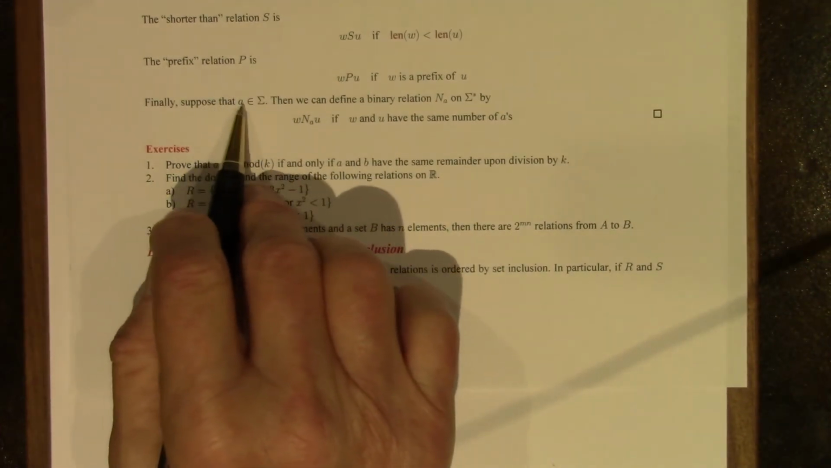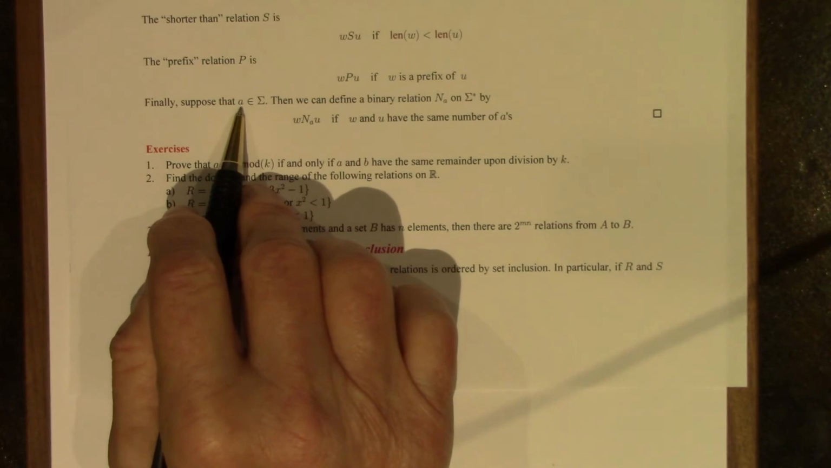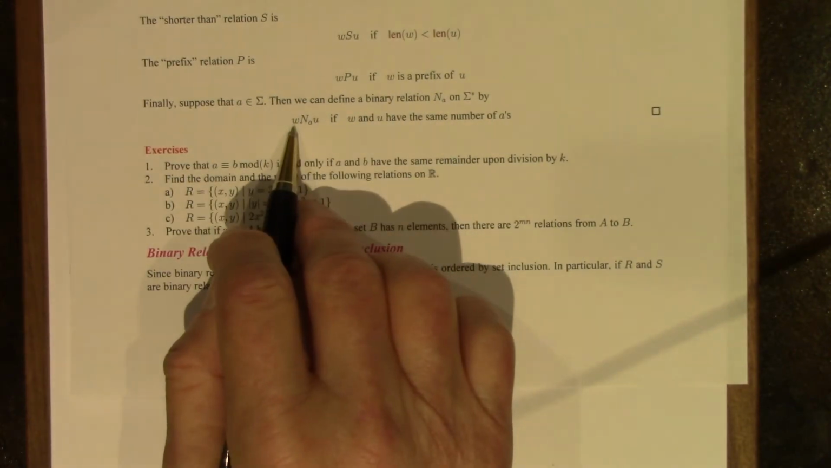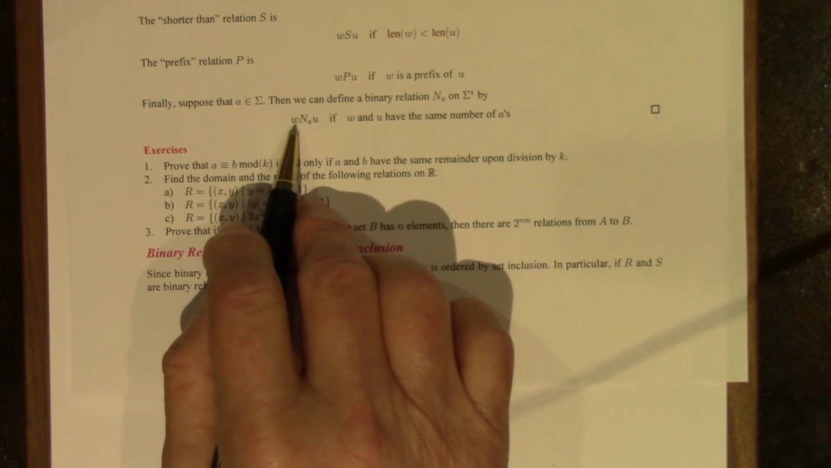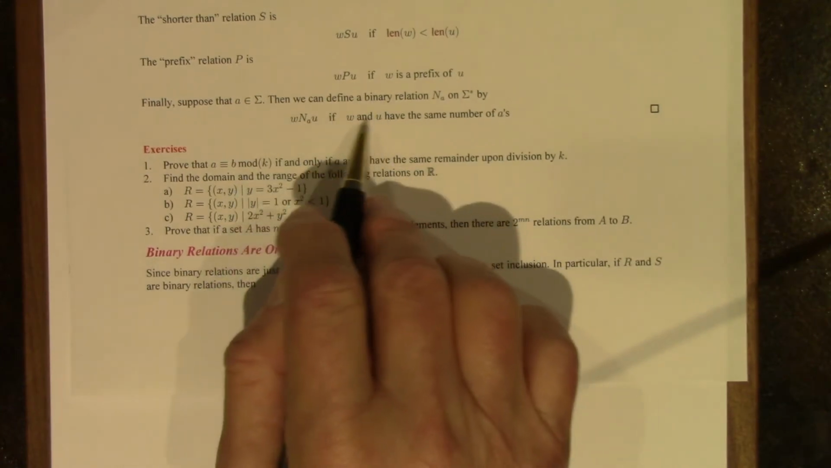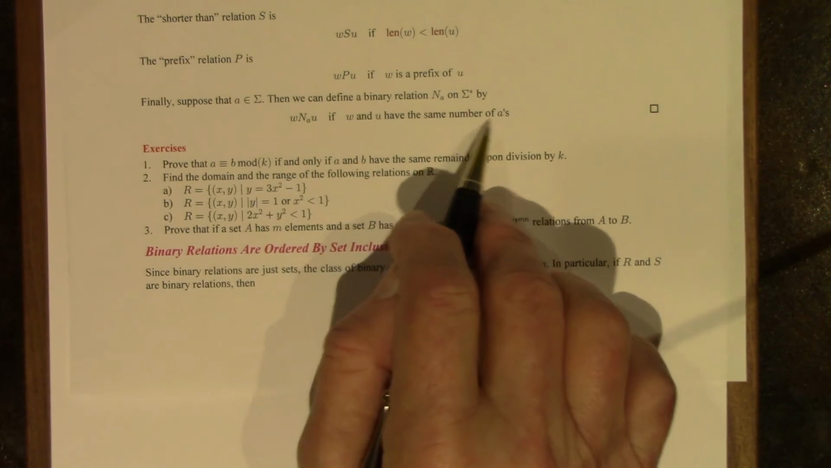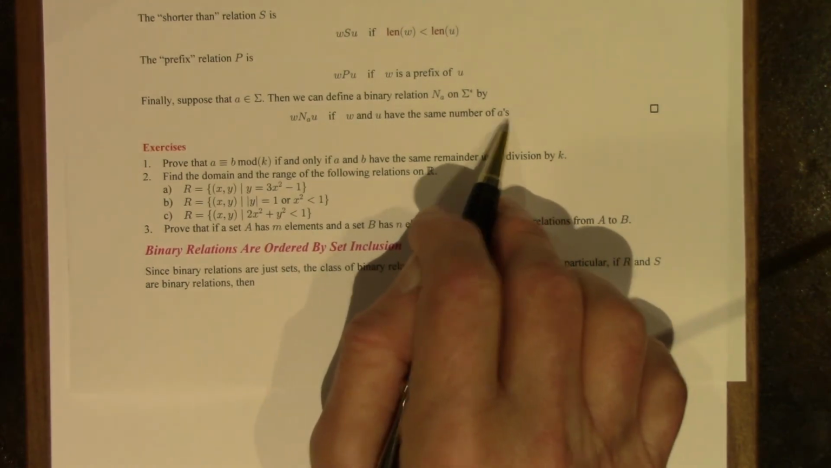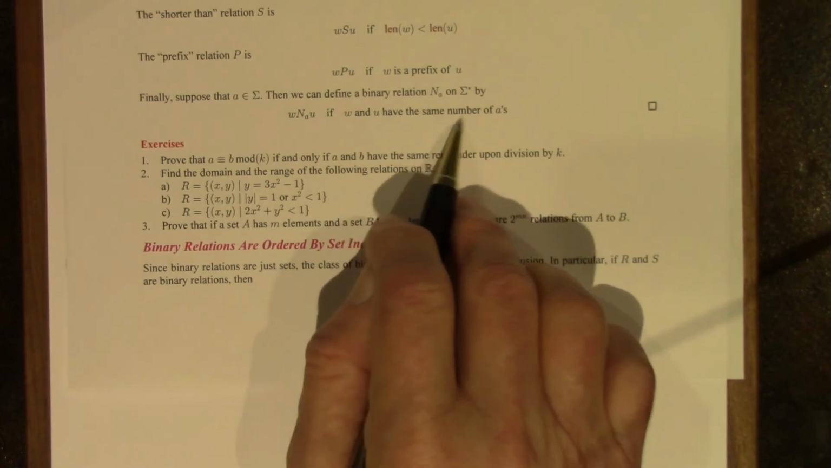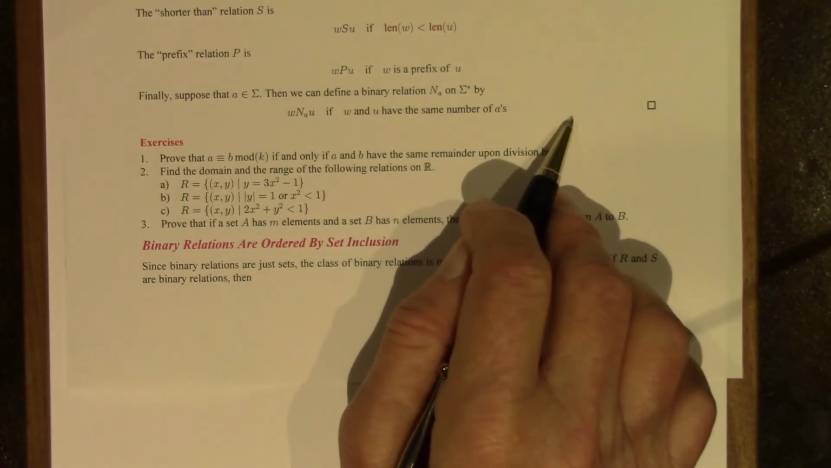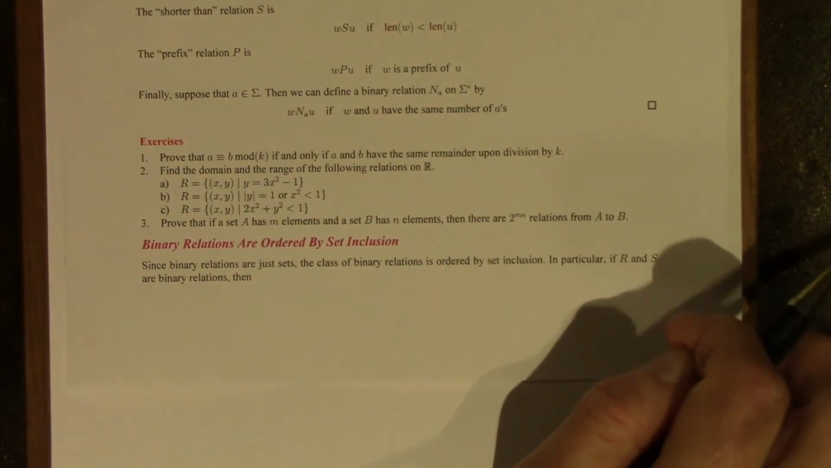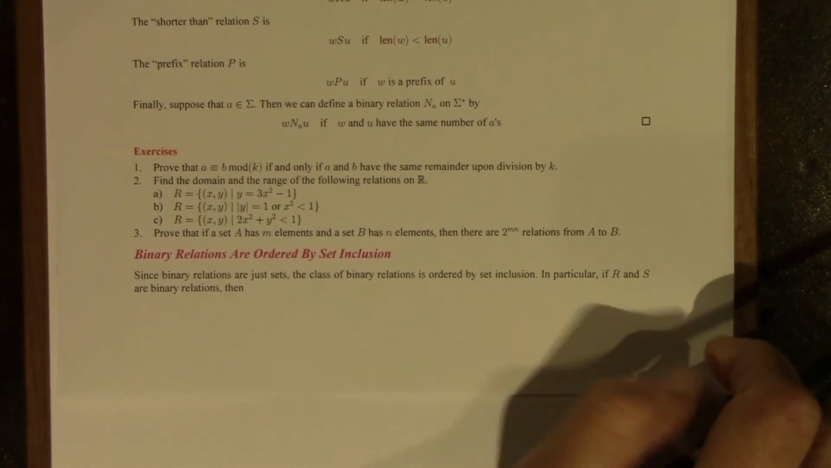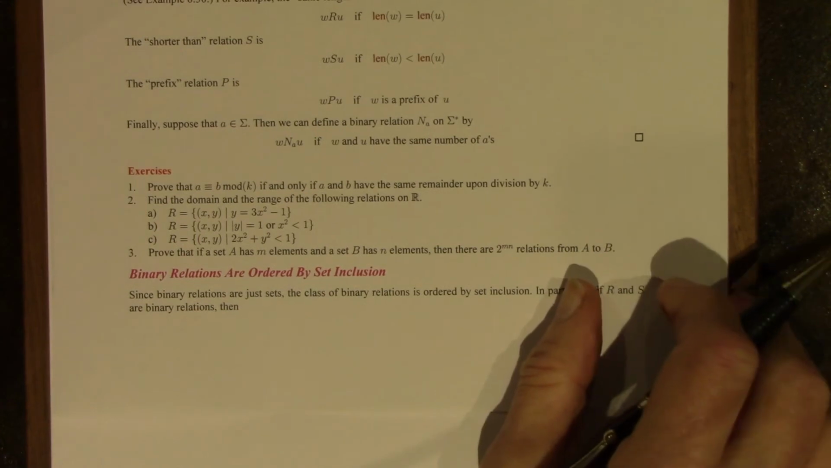Also, for example, we can pick an element, little a, out of our alphabet, and we can define a binary relation n sub a by w is related to u if w and u have the same number of a's. And we could even amend that to say the same number of a's in the same position. So there's a variety of relations that are from time to time useful on a set of words.